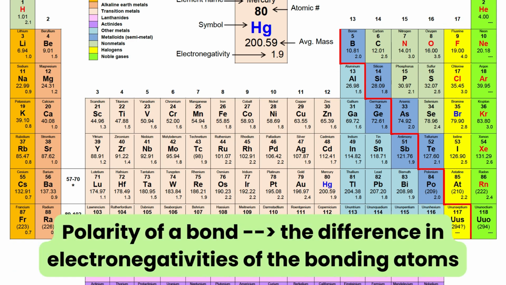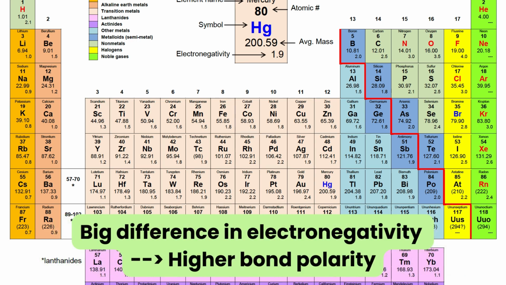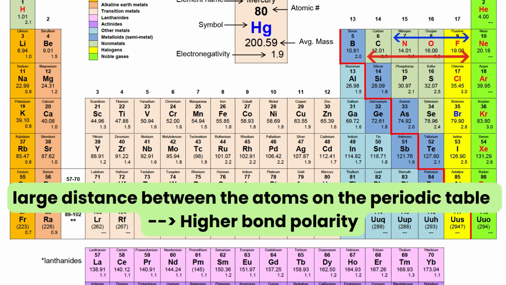How polar a bond is can be determined by the difference in electronegativities of the bonding atoms. If there is a big difference in electronegativity, then the dipole moment is greater and the bond is more polar. In other words, if there is a large distance between the atoms on the periodic table, the bond tends to be more polar.